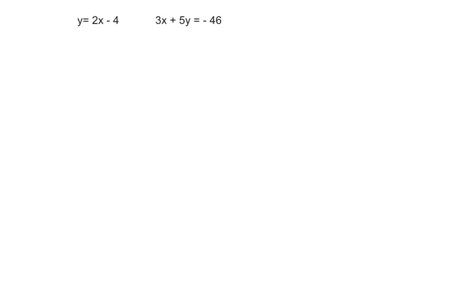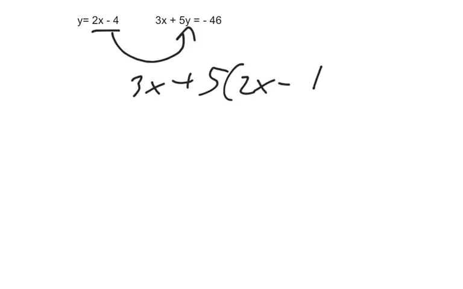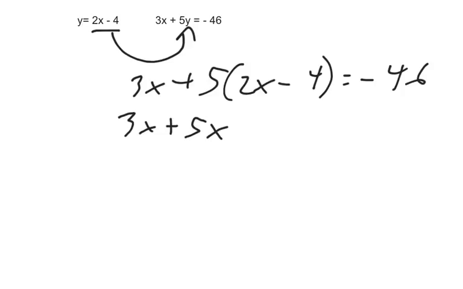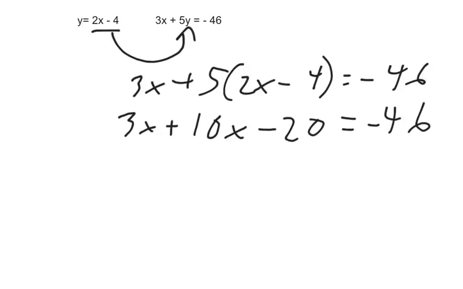Alright, the final way that we're going to have to solve this is through what we call substitution. So we're going to have 3x plus 5 times 2x minus 4 equals negative 46. Distribute the 5. That's not 5x. That's 10x minus 20 equals negative 46.